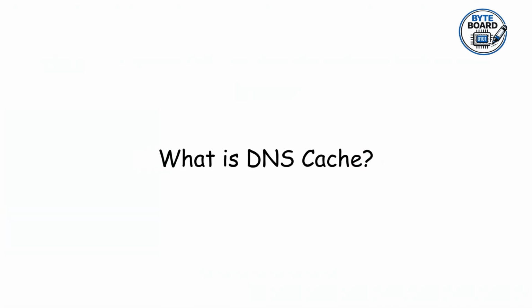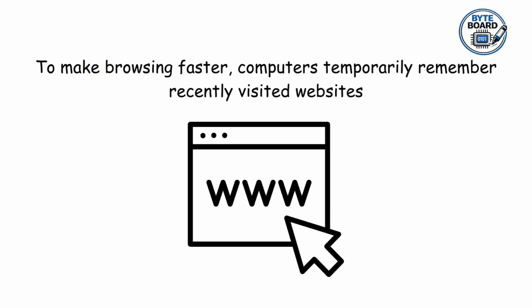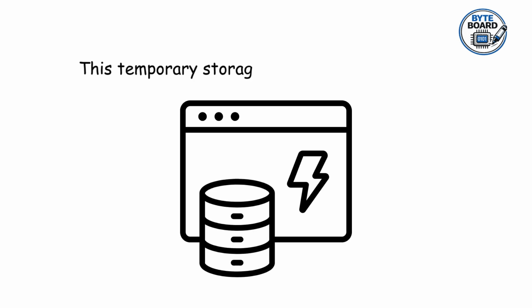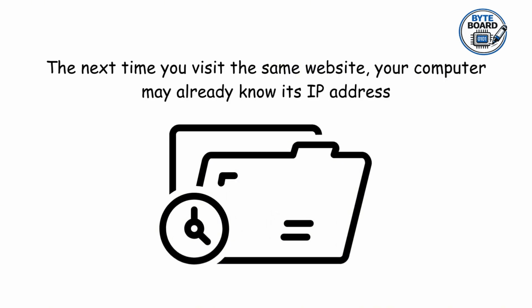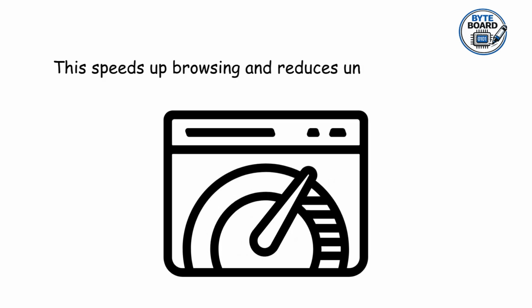What is DNS cache? To make browsing faster, computers temporarily remember recently visited websites. This temporary storage is called the DNS cache. The next time you visit the same website, your computer may already know its IP address. This speeds up browsing and reduces unnecessary DNS requests.